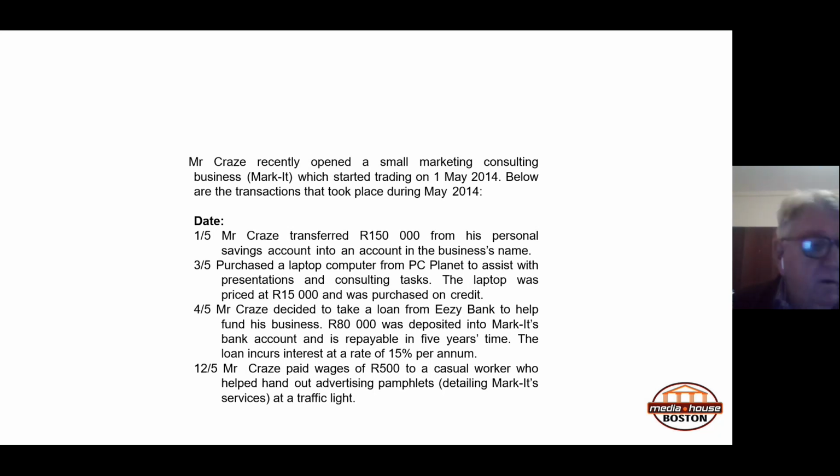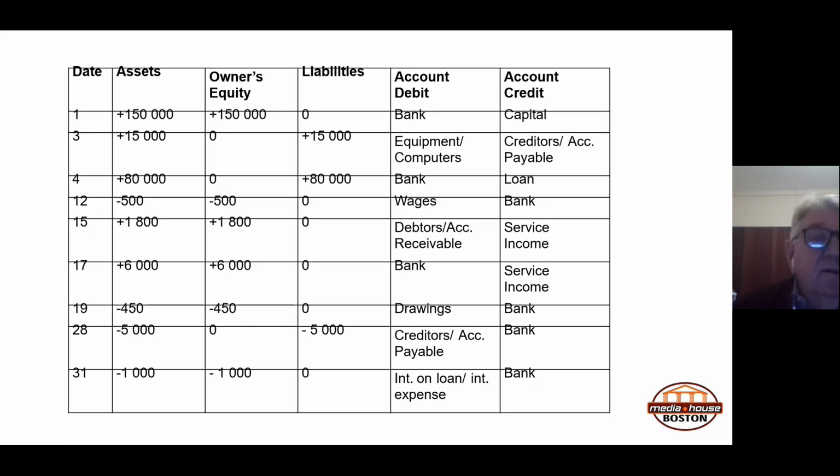Okay, let's have a look. If we were in the class, we would have done this, and we would have given you time to do every transaction. But what I will do is I'll explain the transaction to you, and we want to record those transactions in a table that looks like this. You must put your dates. You must say what happened to assets, owner's equity, and liabilities, and which account we debit and which account we credit.